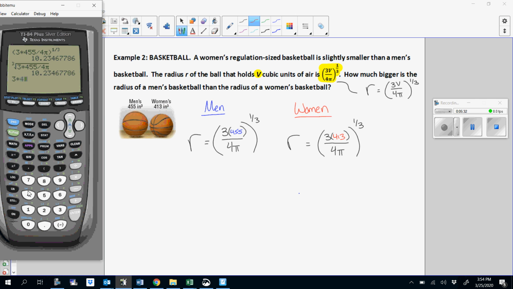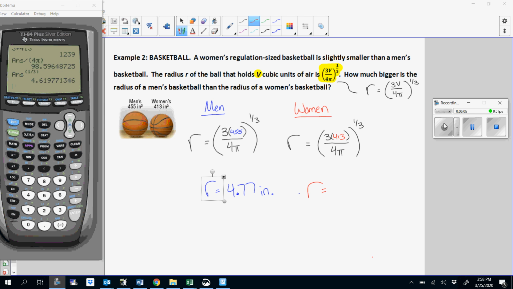So the correct way to type it in, or at least one of the correct ways, would be possibly like this. Multiply 3 times 455, hit enter, divide it by 4 pi, but make sure you open a parentheses because you're dividing by both the 4 and the pi. And then that number is what needs to be raised to the 1/3 or put under a cube root, however you want to type it in. The correct radius should have been much smaller and something like 4.77. So I'll go through the same steps with the women's basketball and get its radius and then write them both. And we need to figure out how much bigger the men's is, so do a little subtraction.